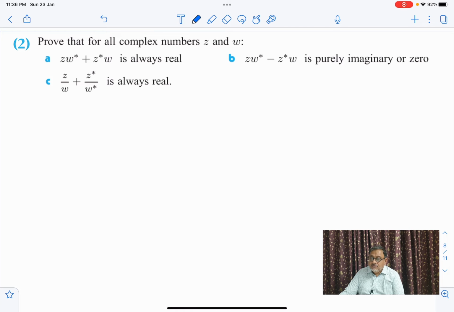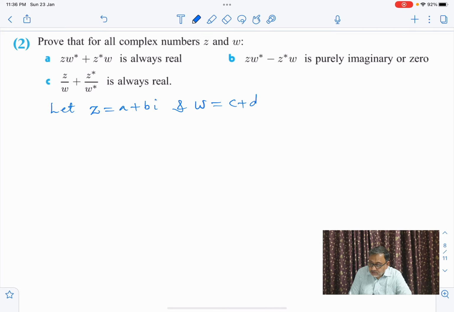Okay. So what I will do, I will again take Z as A plus Bi and W as C plus Di. Don't think that it is omega. Omega is another thing. We will study that later on, not now.